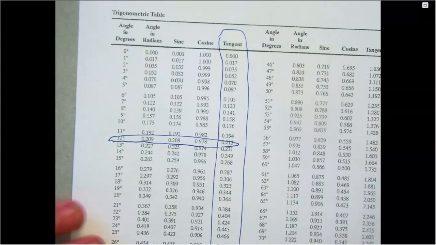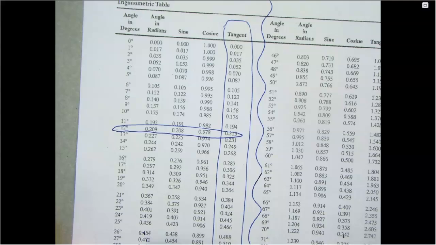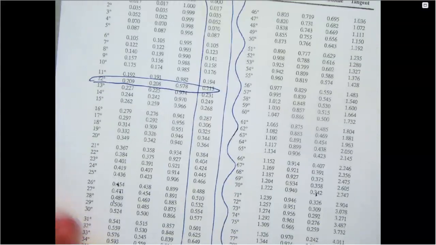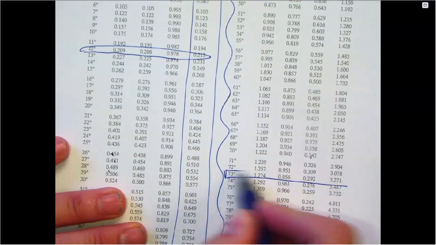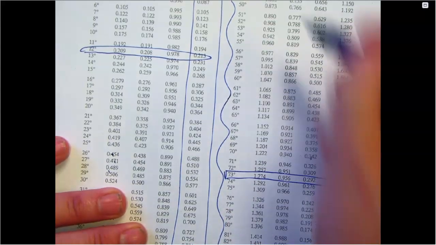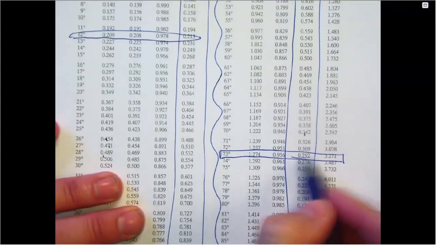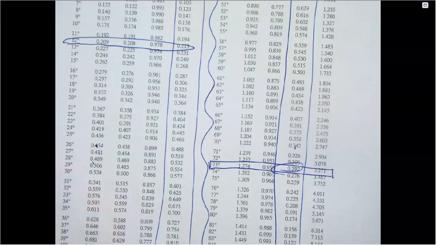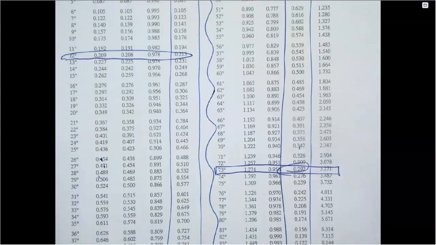The next one's cosine of 73. The bigger numbers are on the right side. 73 is here. Cosine is here. So they match up right there. I'm trying to show those two problems. That makes sense. You're just reading a chart.